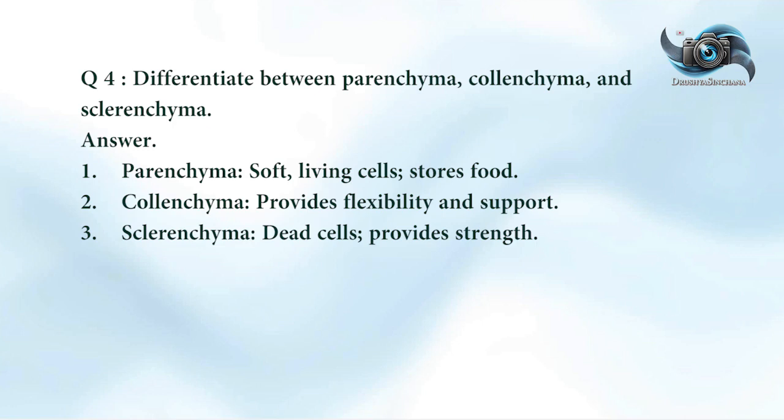Question number 4. Differentiate between parenchyma, collenchyma, sclerenchyma. Answer. Parenchyma: soft, living cells, stores food. Collenchyma: provides flexibility and support. Sclerenchyma: dead cells, provides strength.